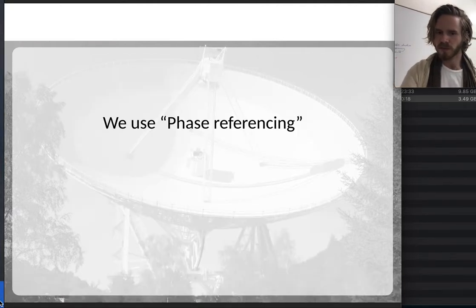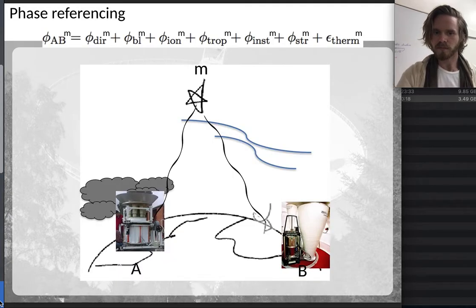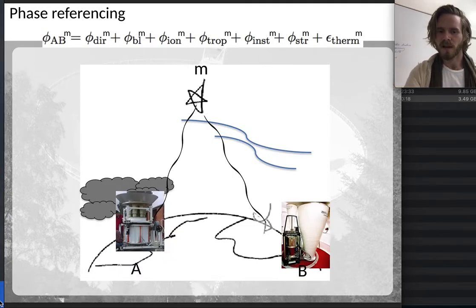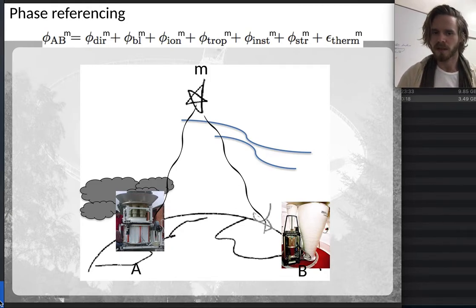And to do this, we use phase referencing. Phase referencing is kind of like the adaptive optics of radio astronomy in a way. So imagine you have some target that you want to know the coordinates of, and you can measure the time delay, but again, you have all of these residual delay terms that are going to mess up your directional establishment. I put M here because it's a maser, because I like masers, but this can be any target that you want.